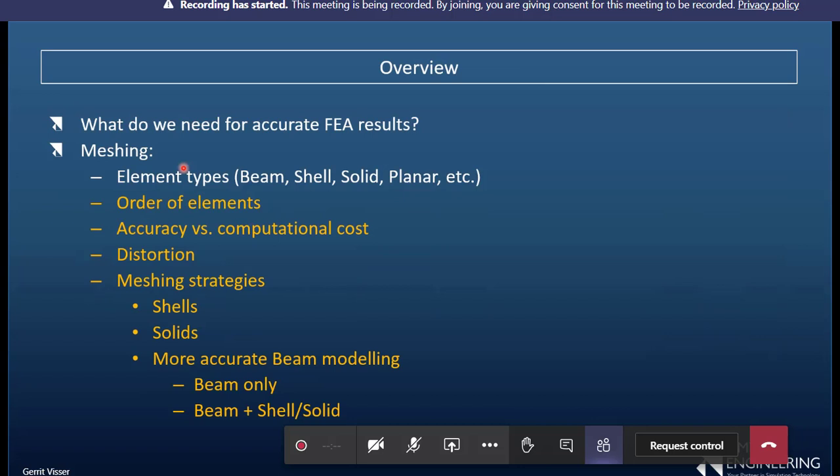Just in summary, we talked about what we need for accurate results, and for meshing, we started with the different element types, beam, shells. We'll still look at solid, and we'll talk a bit about the planar elements, axisymmetry elements, and so on later on, together with effects like the order of elements, the accuracy and computational cost of different elements, how they compare, the effect that distortion has, and how to then effectively minimize distortion in a mesh, and then some specific meshing strategies for shells, solids, and then at some point also more accurate beam modeling.